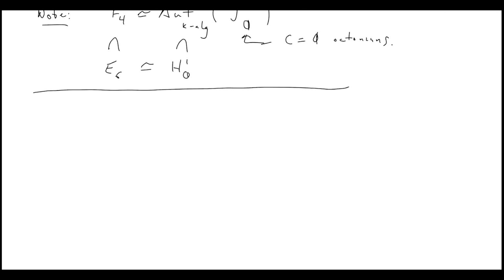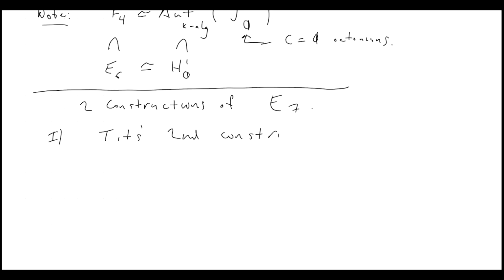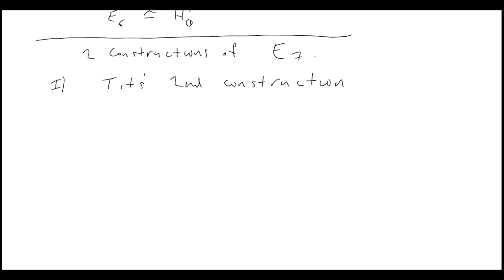Okay, so now I want to discuss two constructions of exceptional groups. And I guess let me specifically do this in the context of E7, but these constructions are more general. So first we'll look at Tits's second construction. Once again, I'm not going to go through any of the details. Let me just present some aspects of the construction.